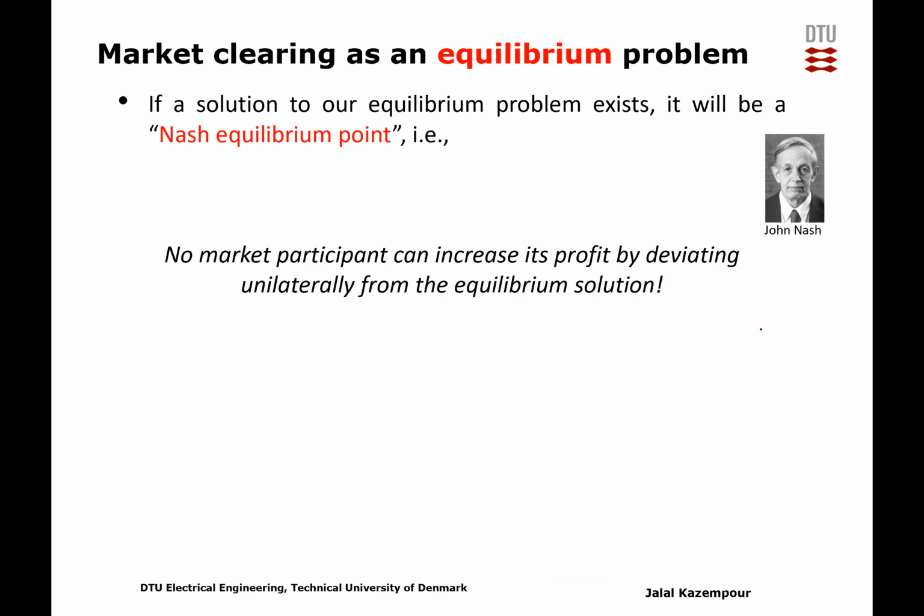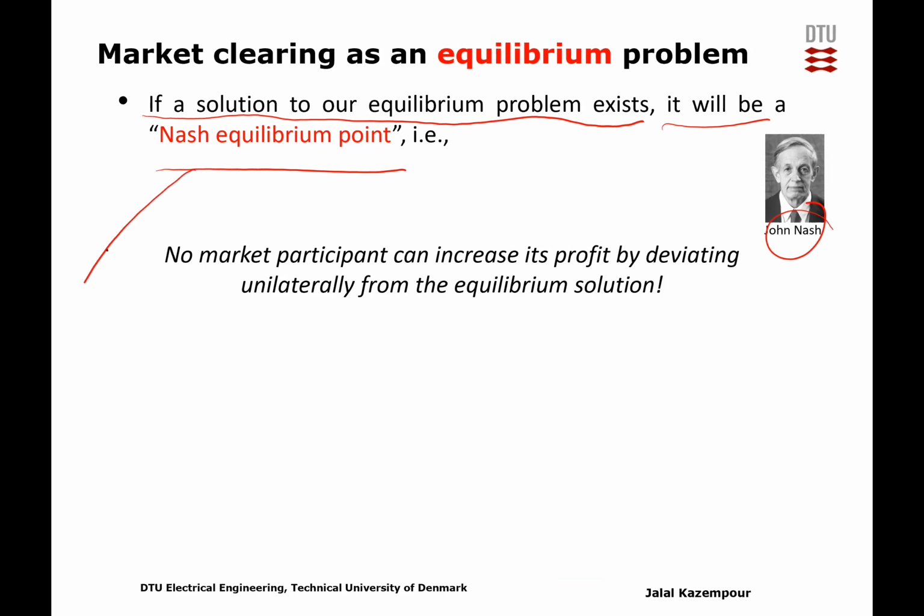Okay, so we have an equilibrium problem with 5 players, 5 optimization problems. We cannot solve them separately. If we find a solution to our equilibrium problem, if such a solution exists, we will call it a Nash equilibrium, coming from John Nash, who contributed a lot to game theory, firstly based on his thesis at Princeton University in 1950, I guess.